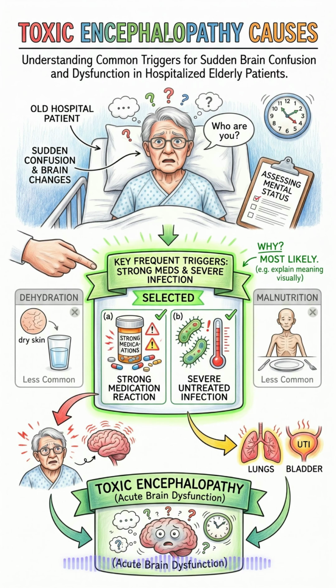45. What is the most common cause of toxic encephalopathy in a hospitalized older adult patient? It is frequently caused by a bad reaction to strong medications, or a severe untreated infection. Documenting this specific type of confusion accurately shows how complex the patient case has currently become.